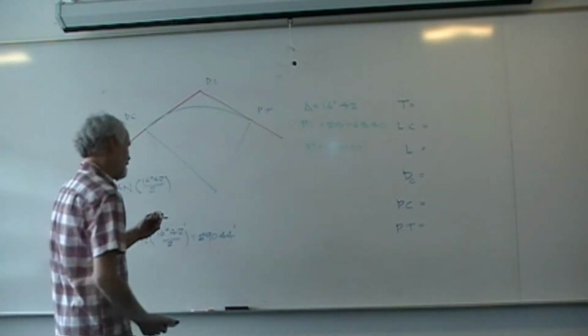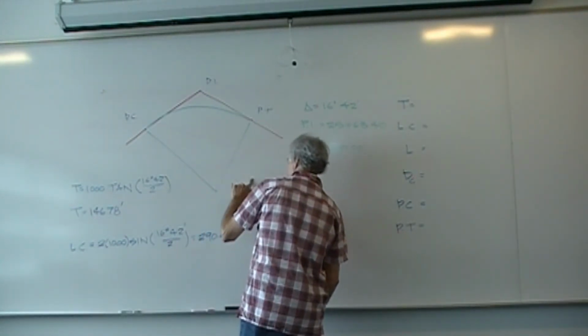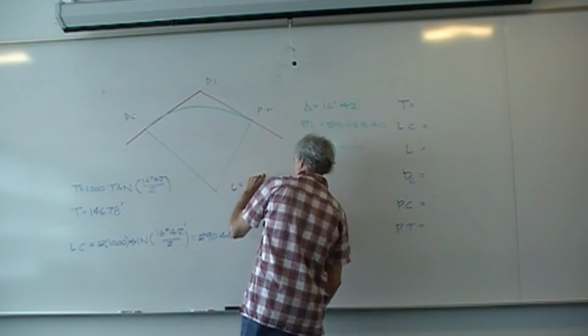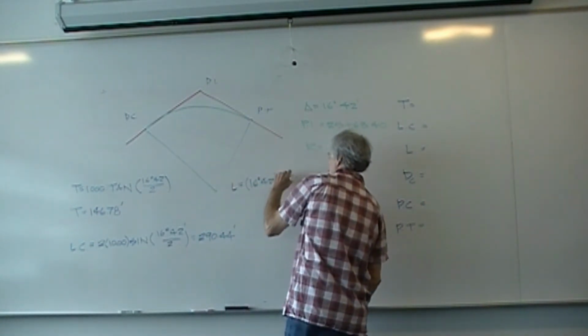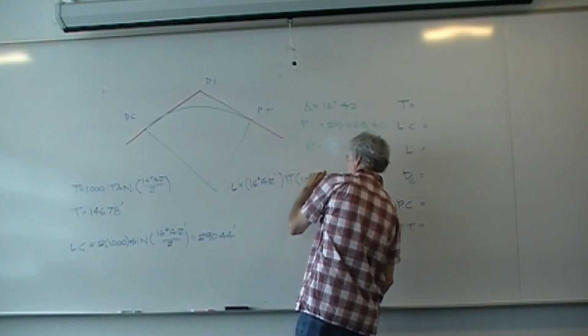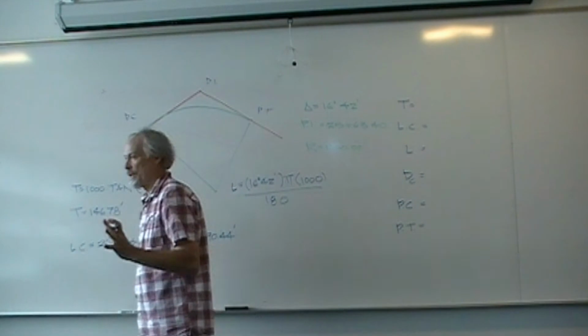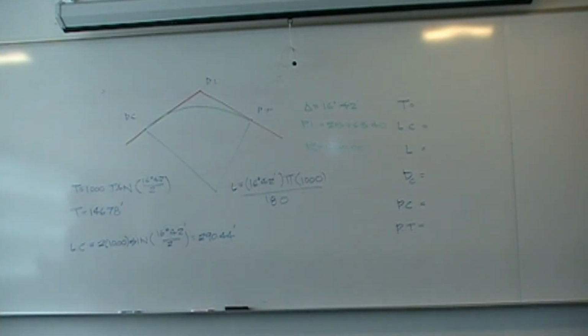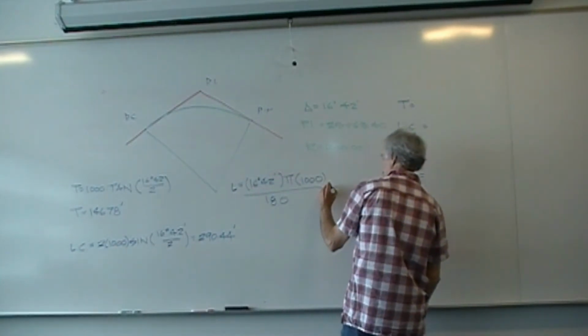So length of arc: delta pi R over 180. That's one way of doing it, and you get 291.47 if you go through the numbers.